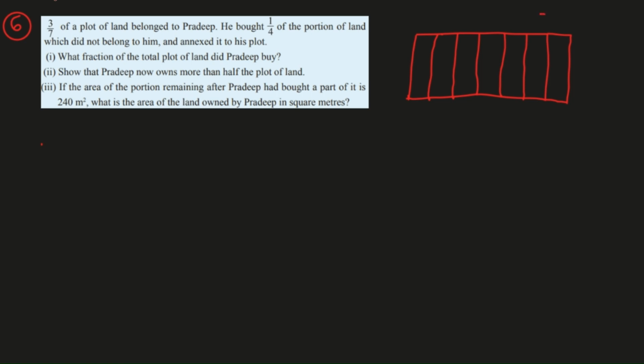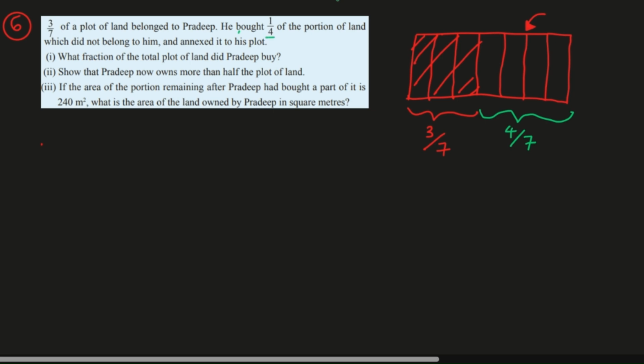Here I have just depicted a land, a small picture, where a square has been divided into, just imagine, 7 parts, and out of that 3 parts belong to Pradeep. So out of 7 parts, 3 parts belong to Pradeep. So what will be the remaining portion? You know that the remaining portion of the land is 4 upon 7, right? 4 upon 7. So out of this remaining portion, he bought 1 upon 4.